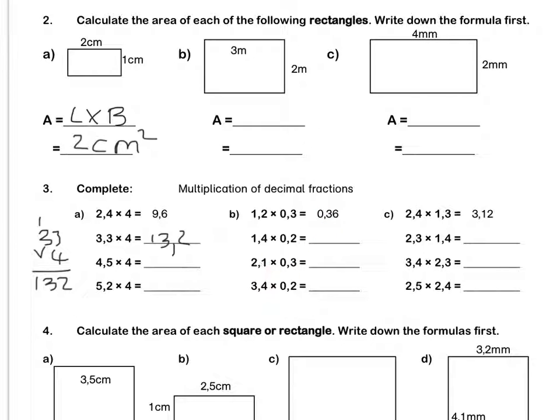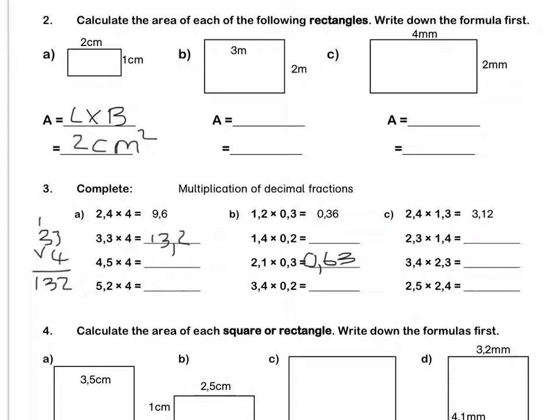Let's do this one together. We're going to say 21 times 3. You can do it mentally or on the side. It's going to give you 63. Then we have 2 decimal points in our question, so we need to make 2 decimal points in our answer to give an answer of 0,63. Press pause to complete question B.